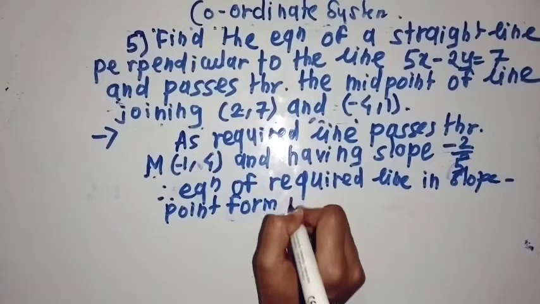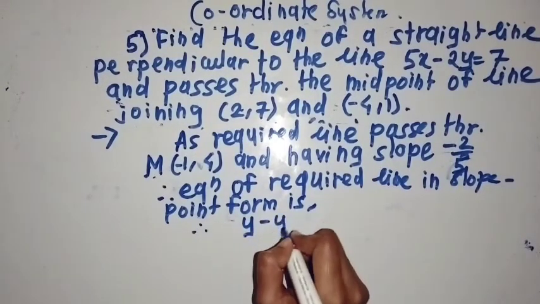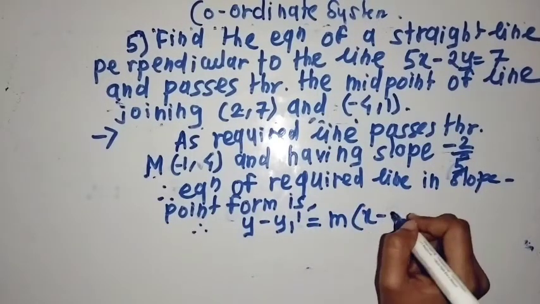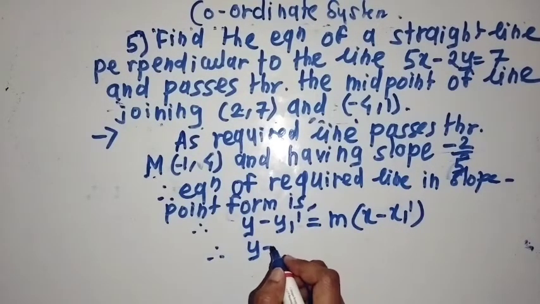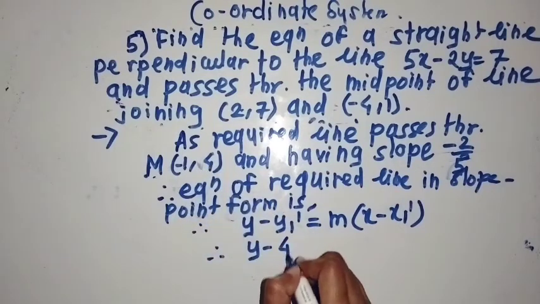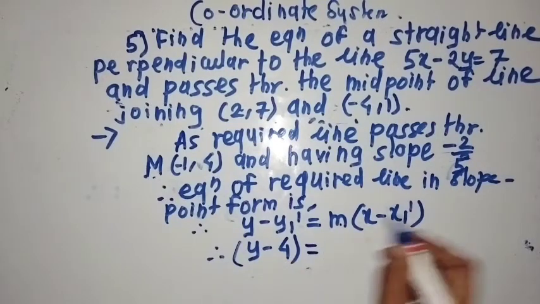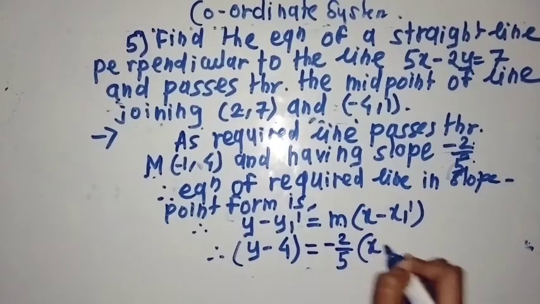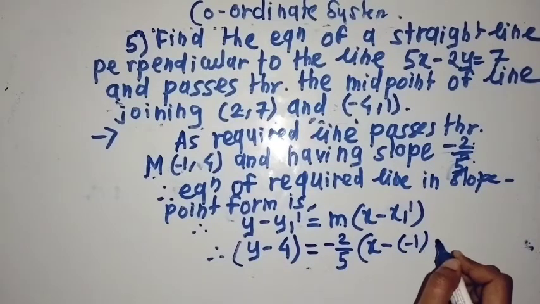Slope point form is y minus y1 is equal to m into x minus x1. So y1 is 4, and we get y minus 4 is equal to m, which is minus 2 upon 5, into x minus x1, and x1 is minus 1.